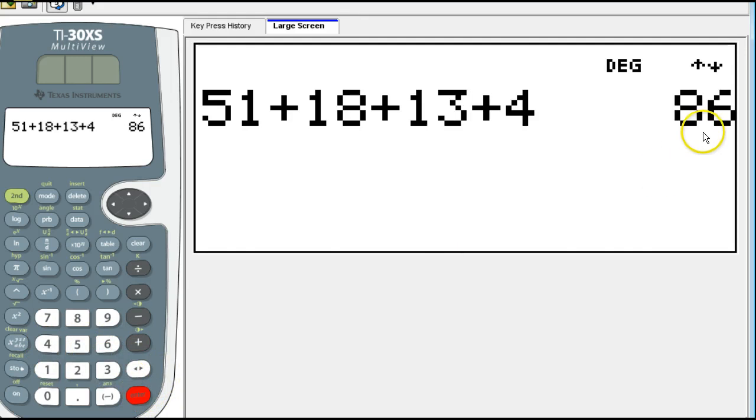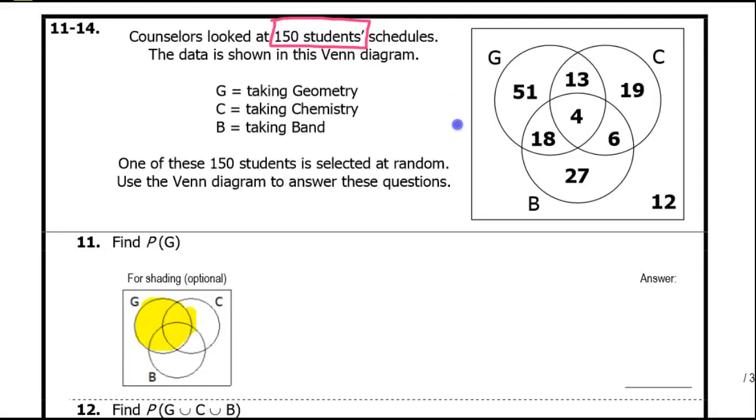All right, so that's 86. So 86 people out of a total of 150. That's the probability of G.